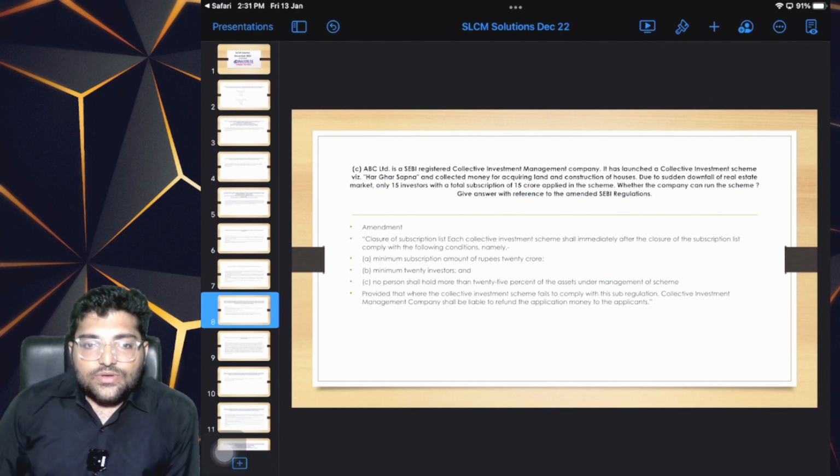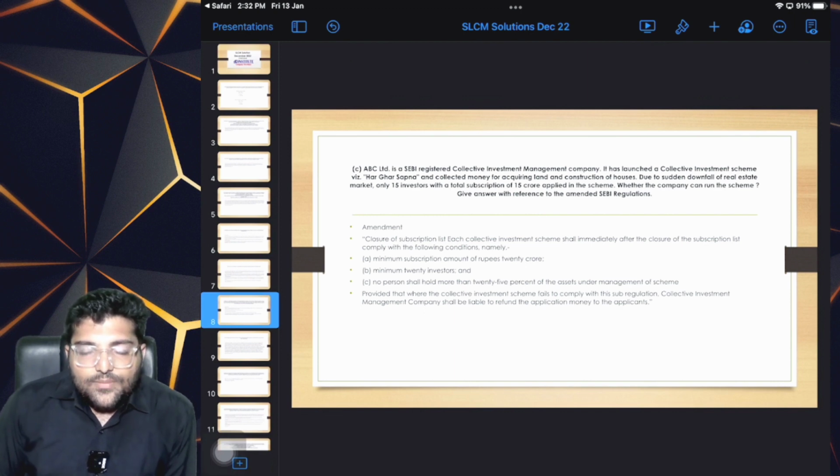And next question which was from the collective investment schemes. It is regarding the ABC Limited is a SEBI registered collective investment management company. It has launched a collective investment scheme, Har Ghar Sapna, and collected money for acquiring land and construction of houses. Due to sudden downfall of real estate market, only 15 investors with a total subscription of 15 crore applied in the scheme. Whether the company can run the scheme, give answer with reference to the amended SEBI regulations. So this is also one amendment which is again asked in your question.